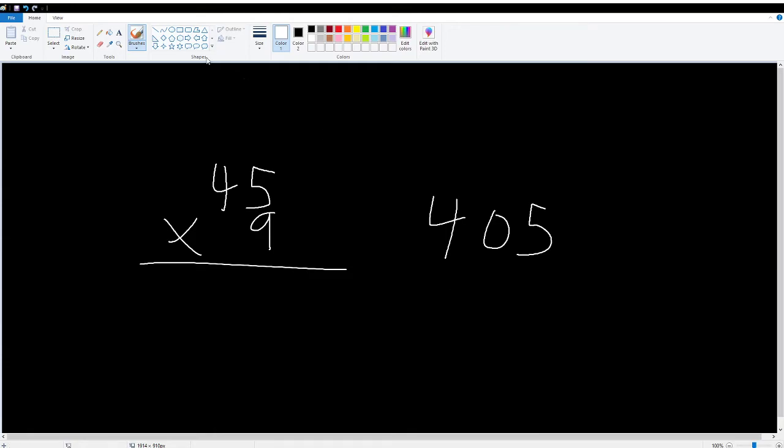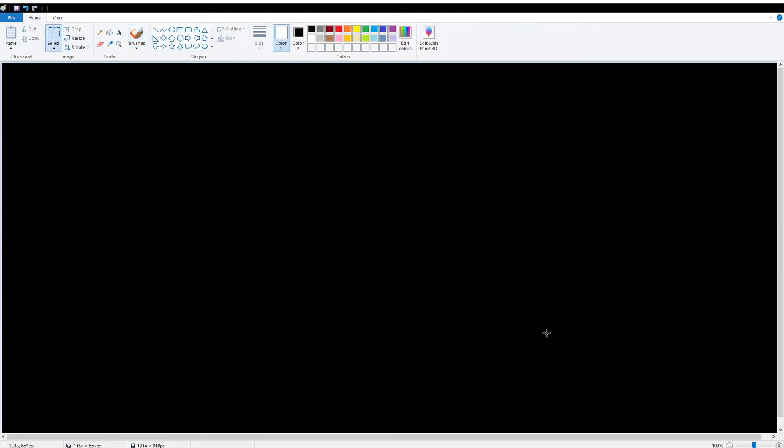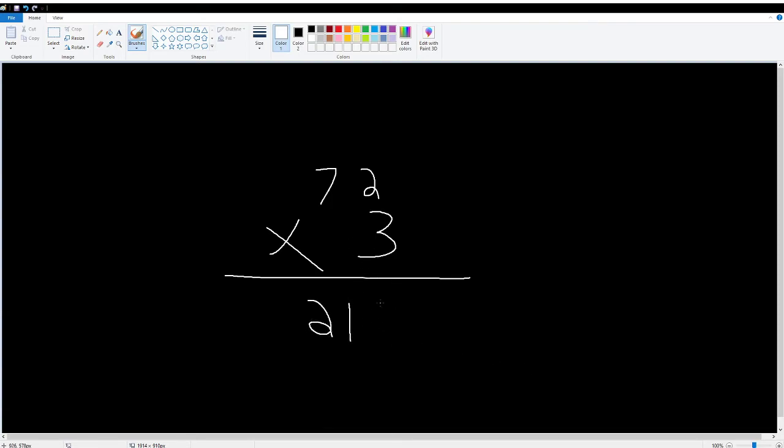Let's do another one. Let's say 3 times 72. Break down 72 into 70 plus 2. 3 times 7 is 21, so 3 times 70 is 210. 3 times 2 is 6. So it's 216. So 3 times 72 is 216.